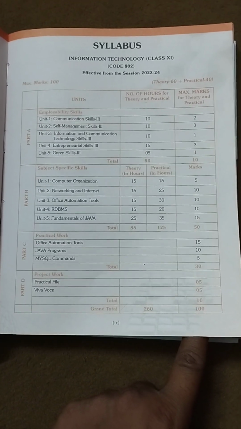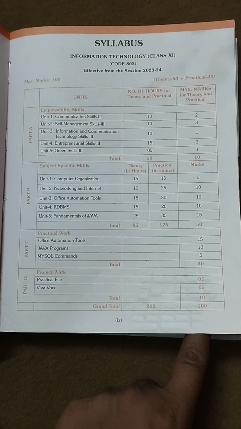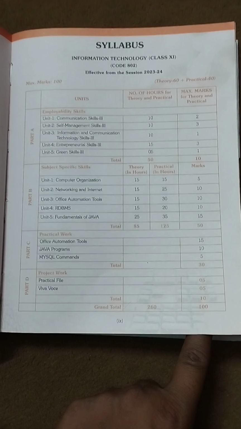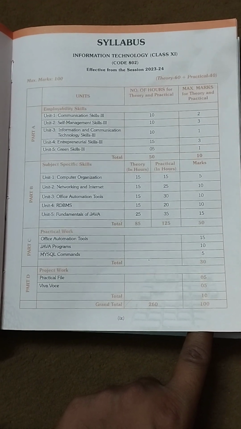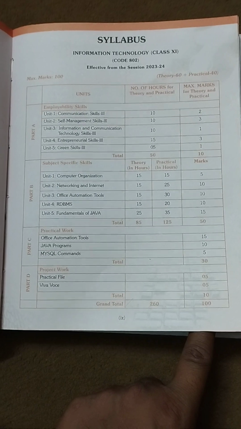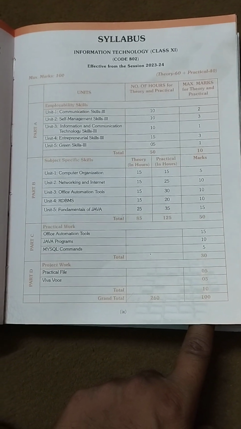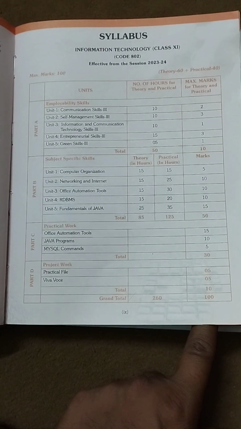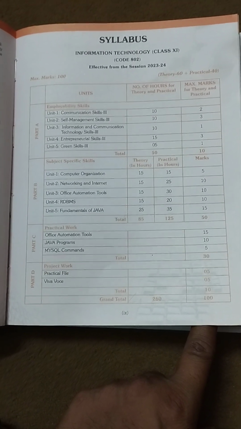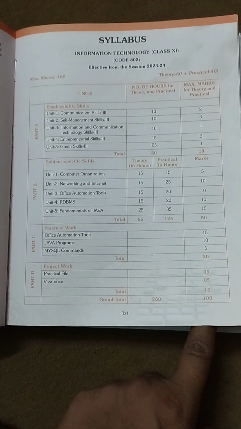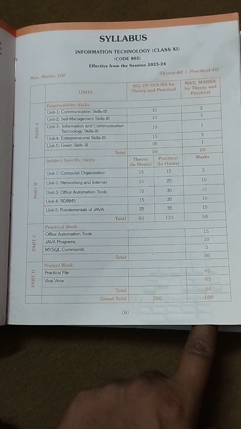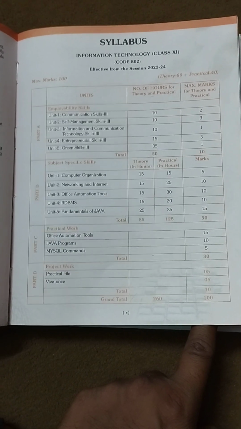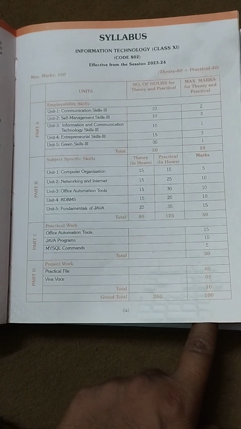Part A has the employability skills, which has 5 units, and here are the subject specific skills, which also have 5 chapters. Unit 1 is communication skills, Unit 2 is self-management skills, Unit 3 is information and communication technology and entrepreneurial skills, Unit 4 is entrepreneurial skills, and Unit 5 is green skills. All the chapters are related to these, and the maximum marks will be given.